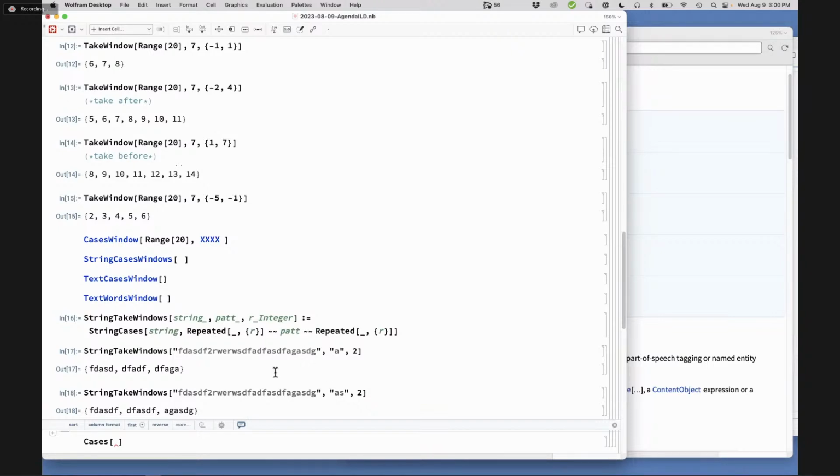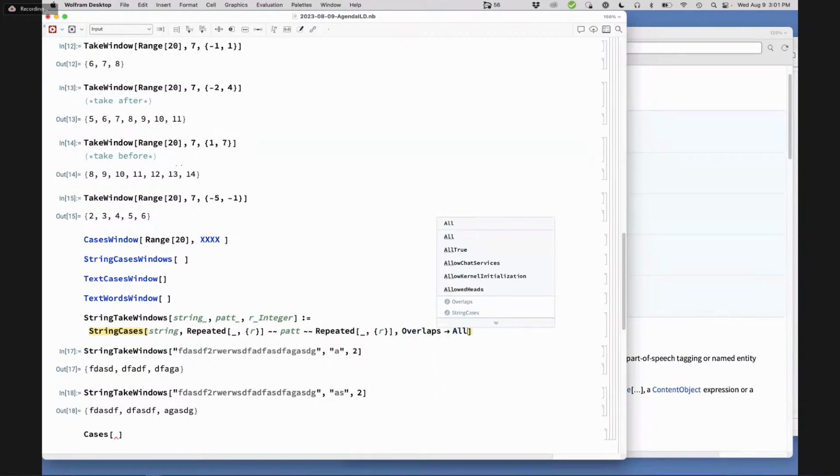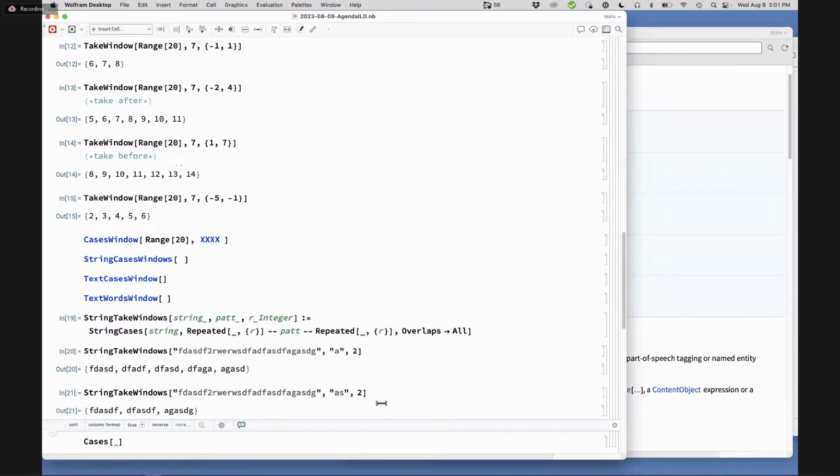But by the way, I don't understand why this isn't a bug with the same pattern, because there are 4 A's in here. Why did it only, no, there are 5 A's. Why did it only pick 3 of them? Oh, I think because there would be overlaps in some of them, and I didn't specify the option in string cases for it. Okay, makes sense.